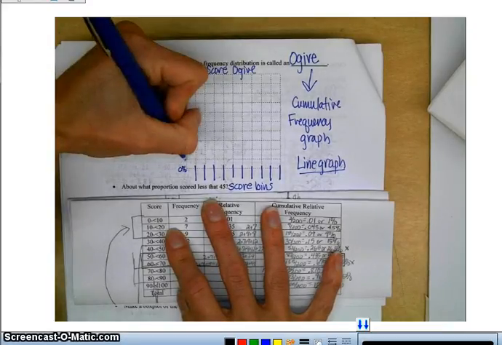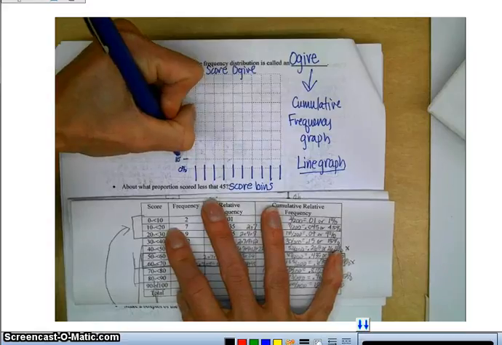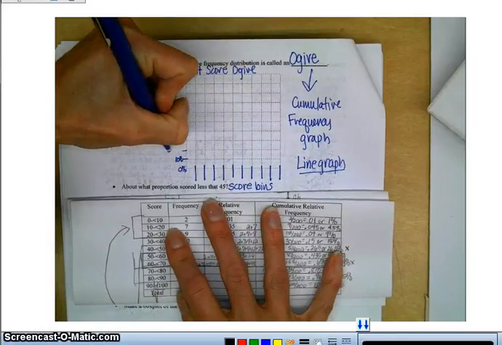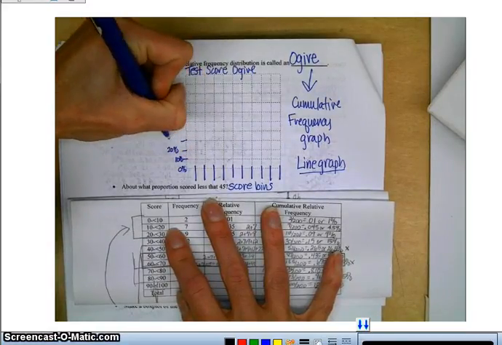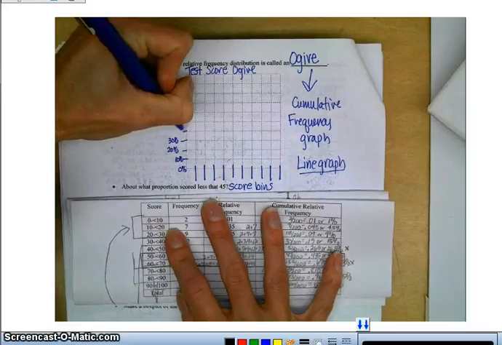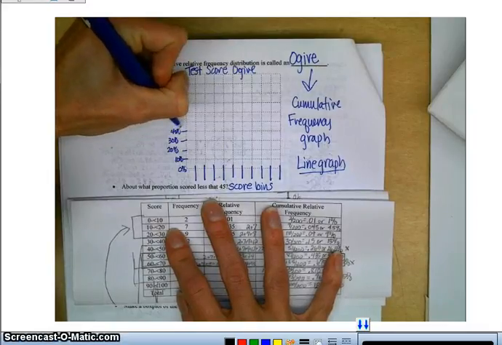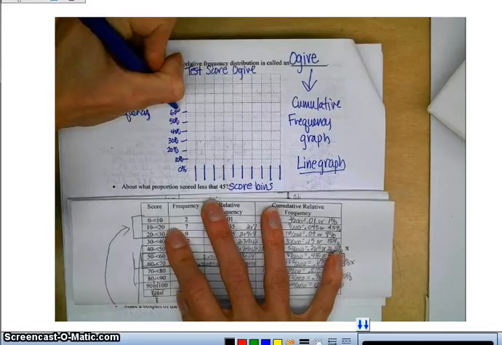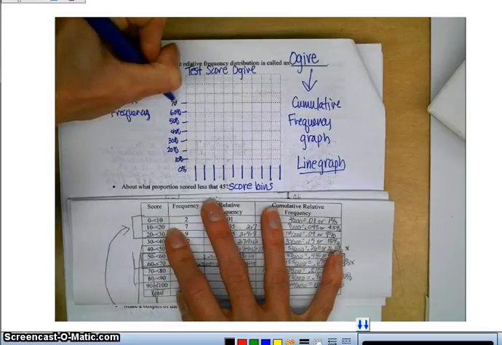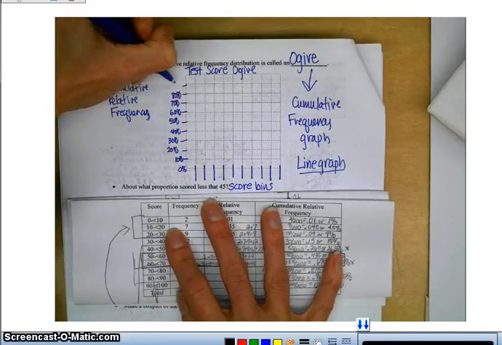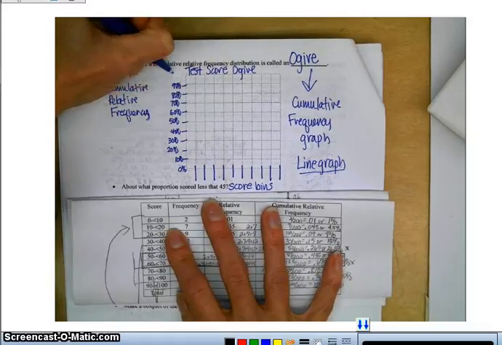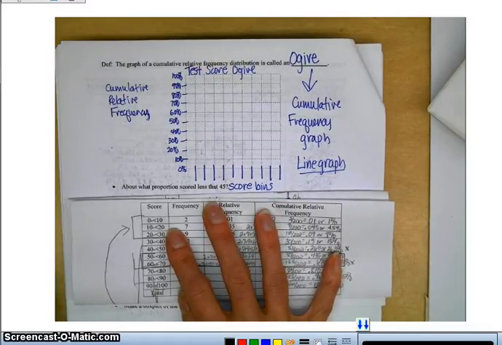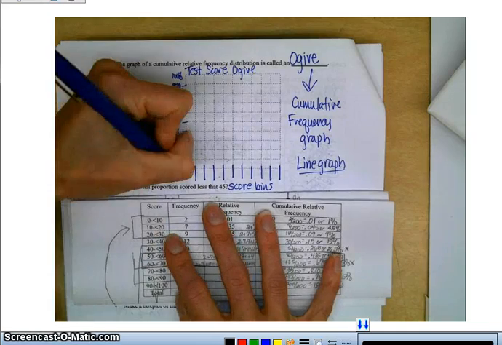So along here we're going to have 0%, 10%, 20%, 30%, 40%, 50%, and all we're doing, what we should know about this Ogive, and here this would be our bins.